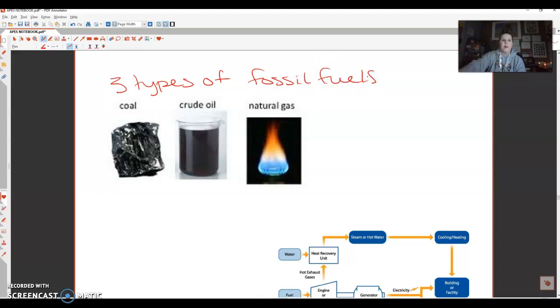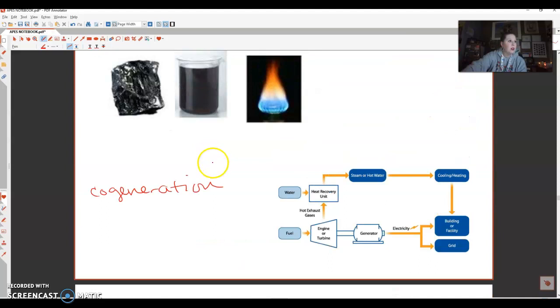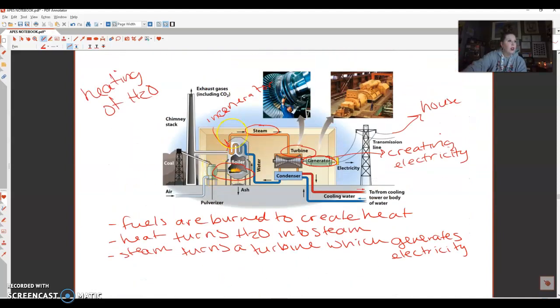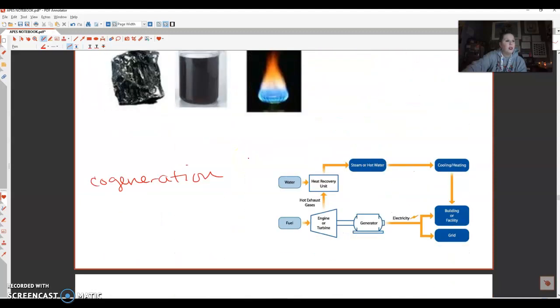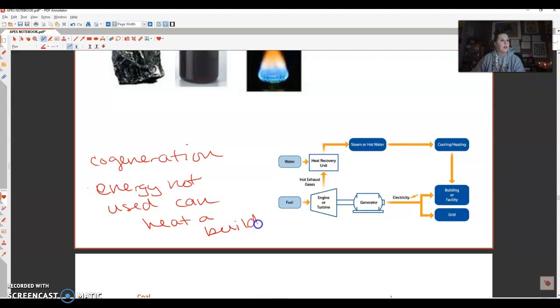Okay, now the last thing I want to point out really quickly before my time runs out is this process called cogeneration. Okay, so if you go back up here and look at this picture, all right, what happens to this energy, some of this energy that's not being used? Okay, so cogeneration means that the energy not used can heat a building. And a lot of countries do this.